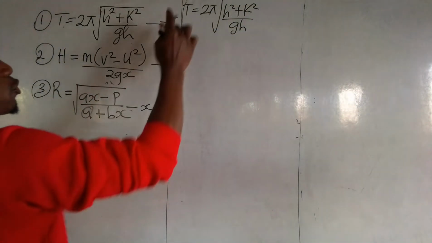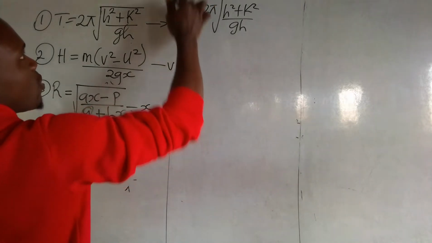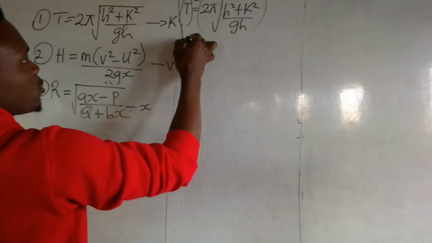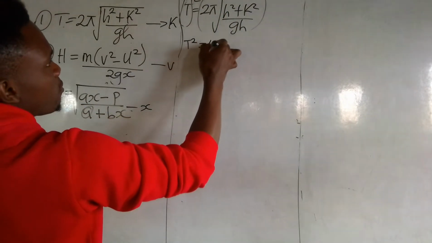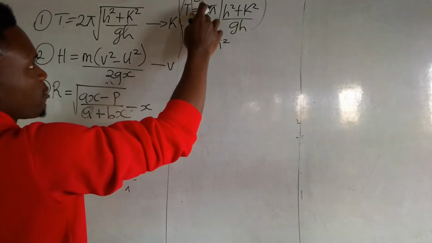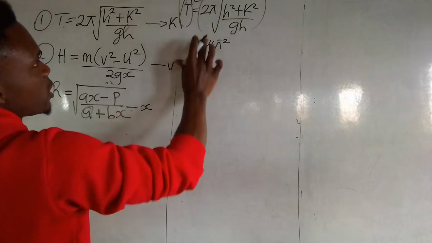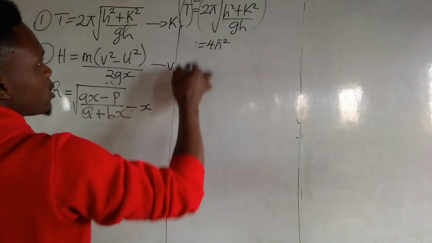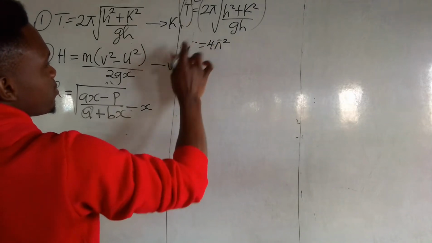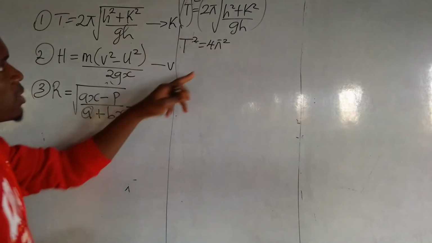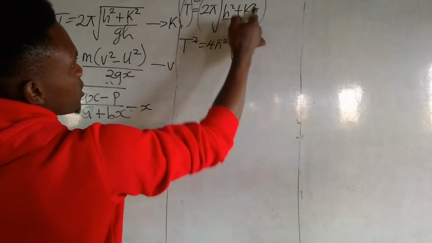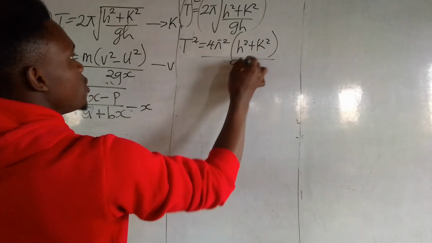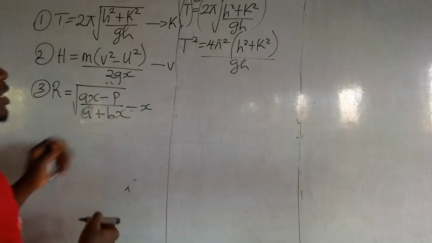The first thing to do is to square both sides. You'll be having something like this. So these two will now affect this. It becomes T squared equals 4 pi squared. I'm getting this 4 from this expression because the 2 outside this bracket is affecting these two entities. So it becomes T squared equals 4 pi squared, brackets h squared plus k squared over gh. The 2 will also cancel this root.